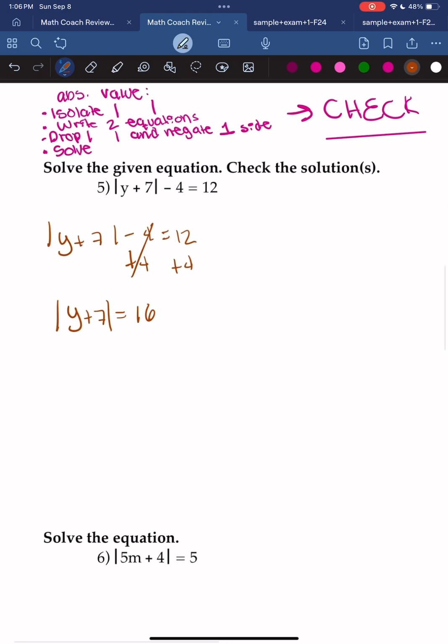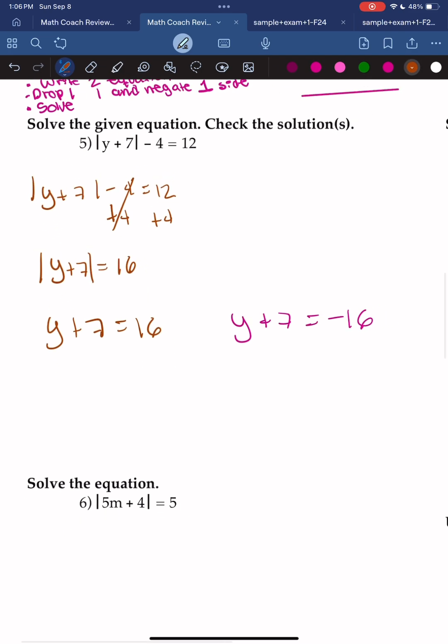Now that we've absolutely isolated the absolute value bars, let's write our 2 equations and negate one side. And we can also already drop the absolute value bars. So it will be y plus 7 equals 16. And then our second equation is going to be y plus 7 equals negative 16. And then we just solve like we would any other equation.